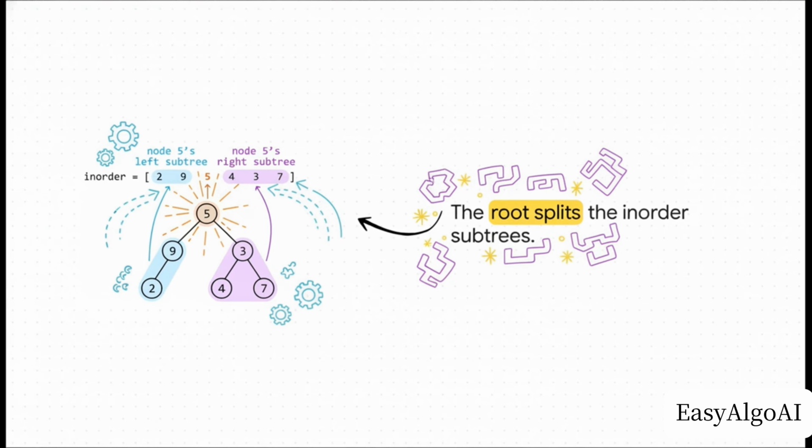Now, this right here, this is the ultimate aha moment of the whole algorithm. Finding that root value of 5 inside our in-order array definitively maps out all of our remaining nodes. Because of how in-order works, everything to the left of the 5, so the 2 and the 9, absolutely must exist in the left subtree, and everything to the right, the 4, 3, and 7, must exist in the right subtree. It creates this perfect geographic split.